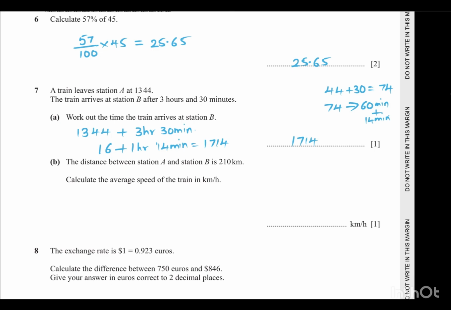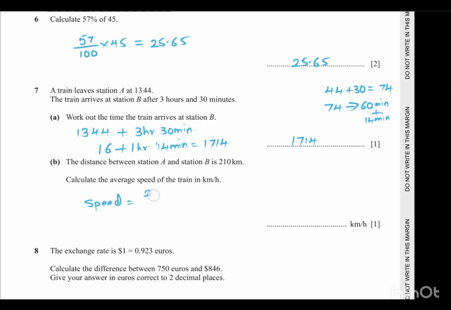Question number A is done in 7. Question number B now. The distance between station A and station B is 210 kilometers. Calculate the average speed of the train in kilometers per hour. So we have to find out the speed.